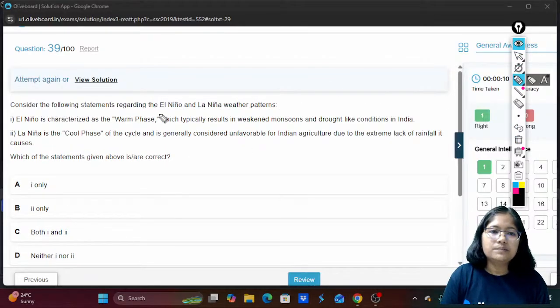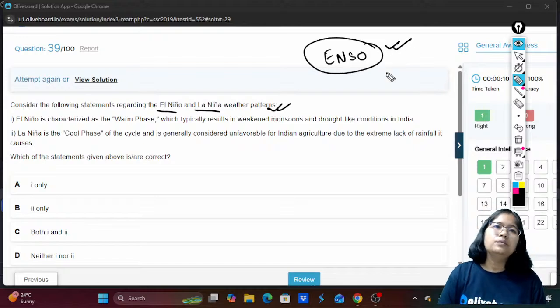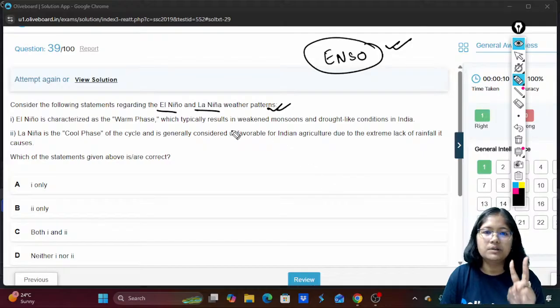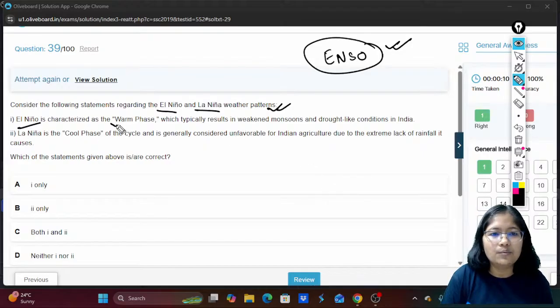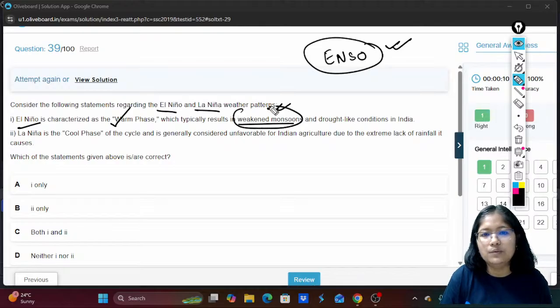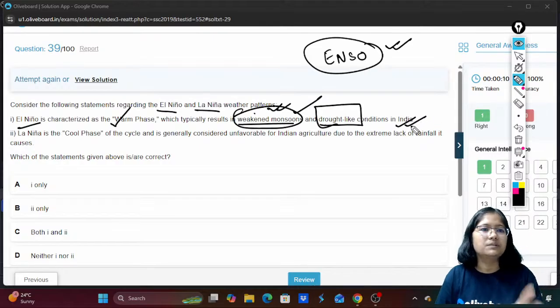Consider the following statements regarding El Nino and La Nina weather patterns. Basic geography from the concept of ENSO. If you have studied the topic well and good, if still today also you find this topic difficult, then at least remember 2 statements. 1, El Nino is characterized as warm phase, which typically results in weakened monsoons. Okay, it will weaken the monsoon and it will give less rainfall. That is why drought-like conditions may also happen in India. Okay, so it is responsible for that.